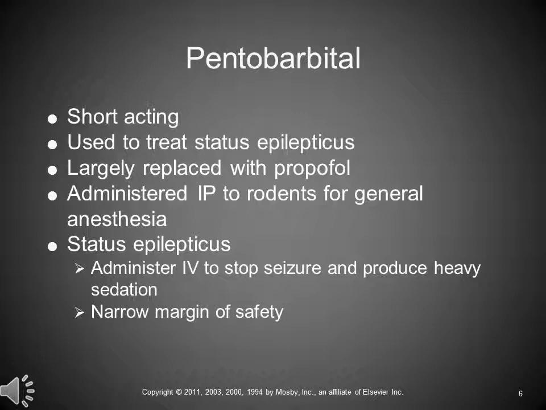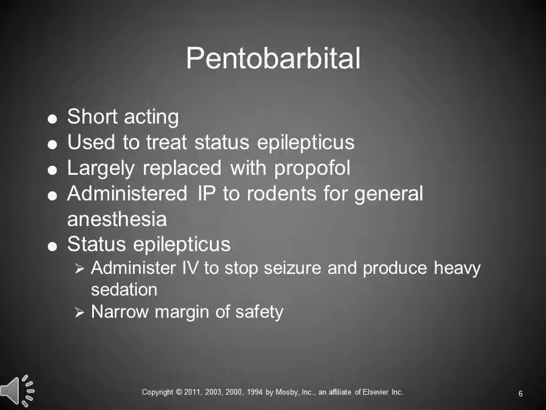Pentobarbital is a short-acting barbiturate. It was used most commonly to treat status epilepticus. We now much more commonly use Propofol for that. The use of Pentobarb for status epilepticus is pretty much gone. Propofol does everything that Pentobarb does, only it does it far better with far fewer side effects. Some people administer it intraperitoneal to rodents for general anesthesia. I'm not sure who's doing that anymore, but it's very antiquated and kind of cruel if you ask me.